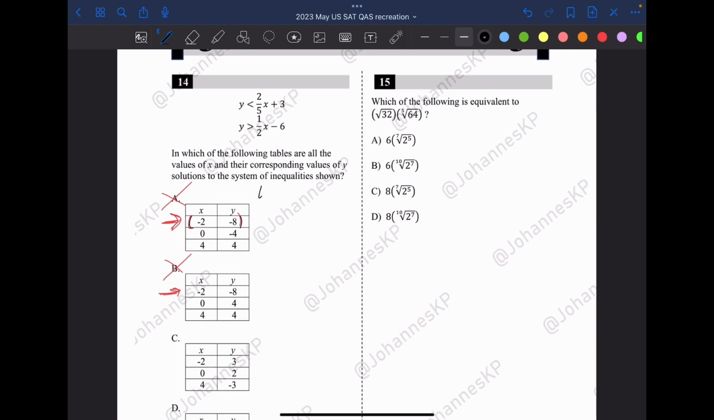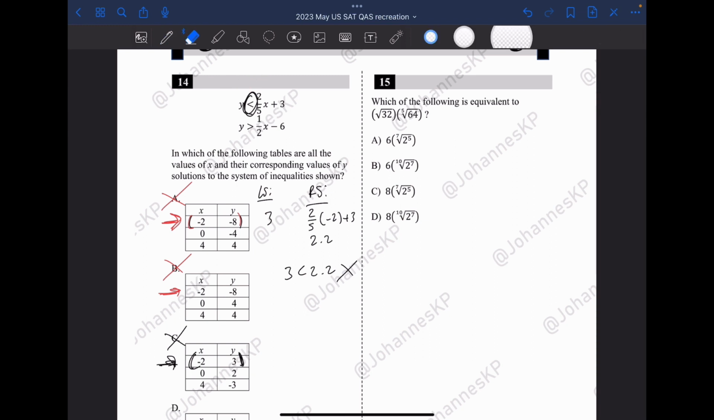Okay, left side, right side. In this case, we are looking at (-2, 3). It's the point over here. So the left side is going to be 3, because that's y. The right side is going to be 2/5x plus 3. So 2/5 times -2 plus 3, and that is 2.2. Is 3 less than 2.2? No. This is wrong, so C must be wrong, because this is the condition of the question. The left side has to be less than the right side, but that did not happen, so it's a wrong answer. Let's move on to D.